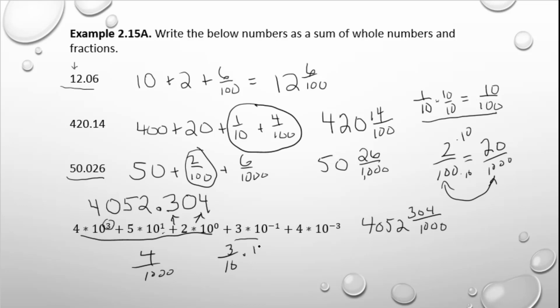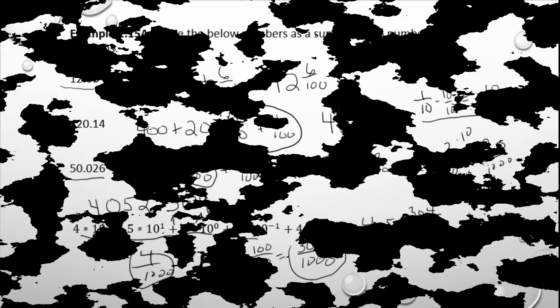I want to change the bottom number to 1,000 so that I can add them, right? 3 times 100 is 300. 300 thousandths plus 4 thousandths is 304 over 1,000.